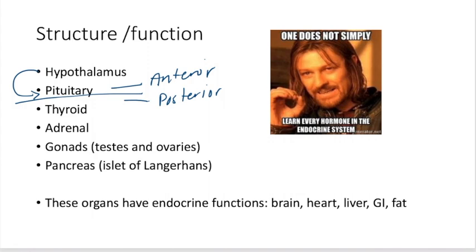Hypothalamus releases to the pituitary, and then the pituitary releases to these endocrine glands called the thyroid, adrenal, gonads, which are testes or ovaries, male versus female, and then the pancreas, the islets of Langerhans, which is going to be the endocrine pancreas. Other organs that have endocrine functions: brain, heart, liver, GI, and fat.